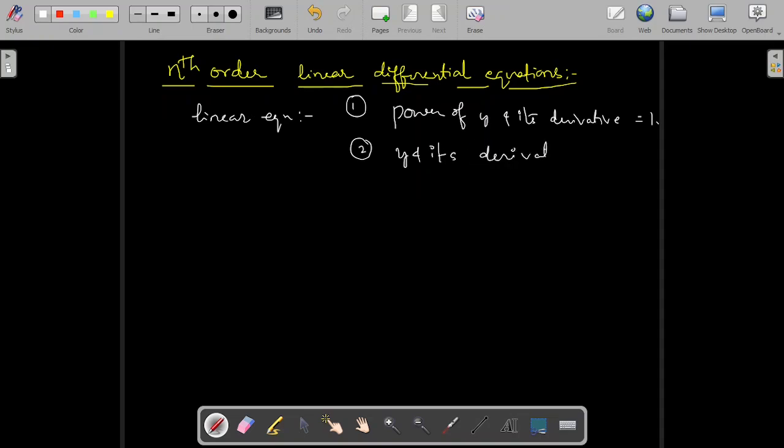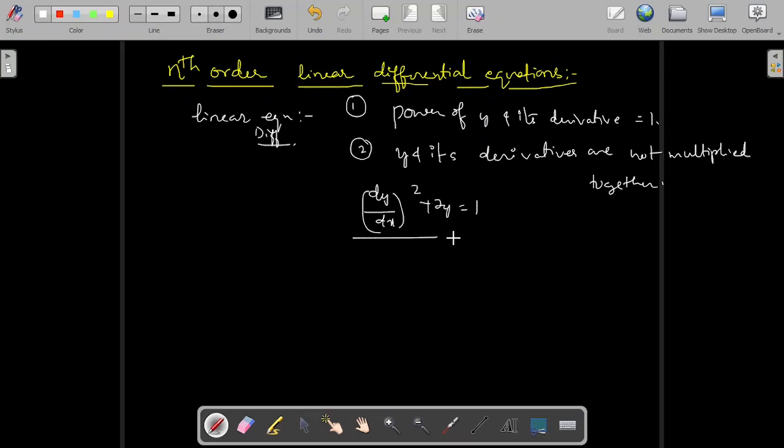Y and its derivatives are not multiplied together. In such cases, we call the given differential equation a linear differential equation. For example, suppose you have (dy/dx) whole square plus 2y equal to 1.